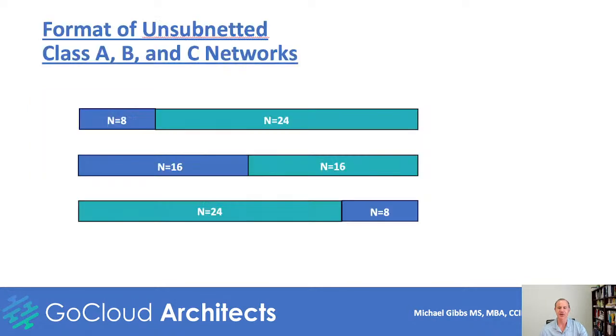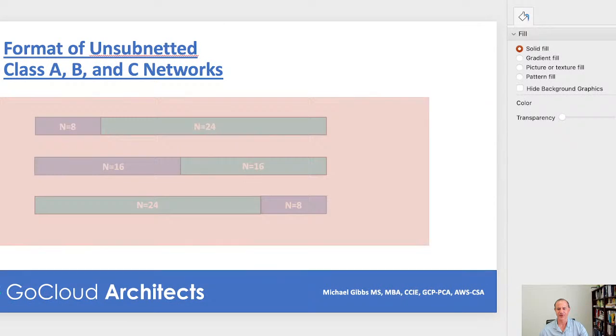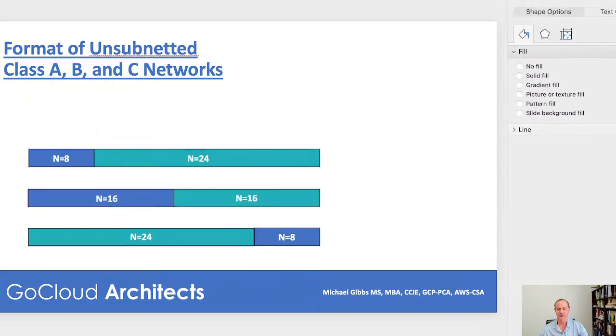So now let's look at this from another angle. A Class A network has 8 network bits and 24 host bits. What do I mean by that? A Class B has 16 network bits and 16 host bits, while a Class C has 24 network bits and 8 host bits. So let's draw this out a little bit for you. We'll do some interactivity while we're having fun here.